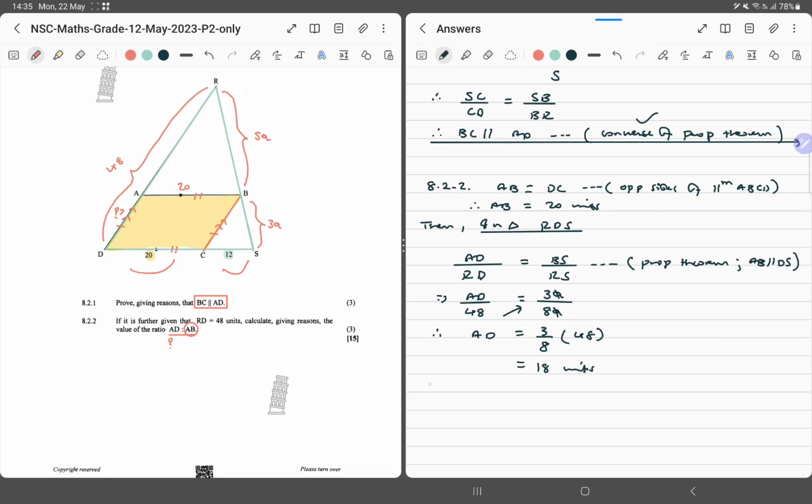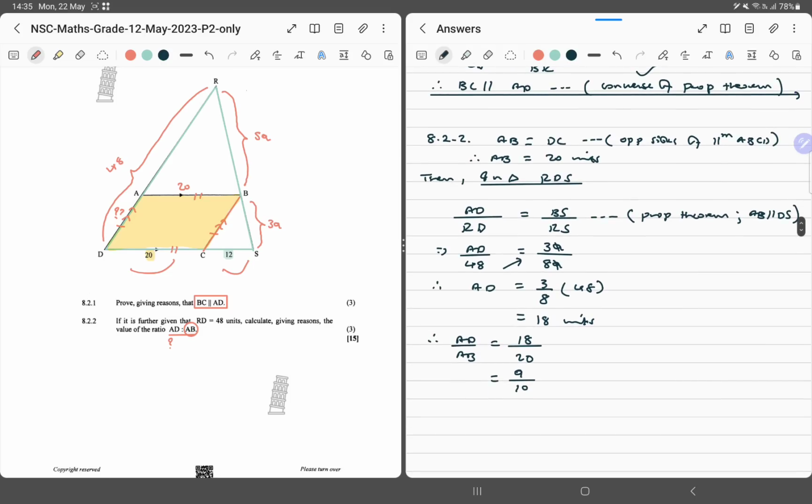18 units. Therefore, AD over AB is going to be 18 over 20, which is, now for 18 and 20, only 2 goes into both. So 2 goes 9 times into 18, and into 20 it goes 10 times. That's it, guys. Maybe you can write it the way they want it.